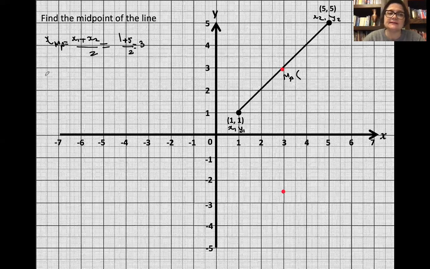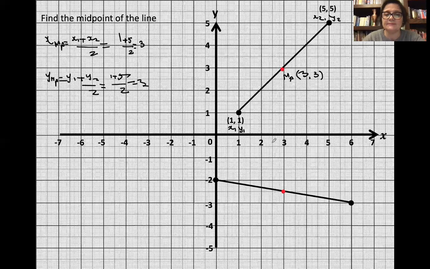And I'm going to do exactly the same thing with the y's. So y of the midpoint is going to be y1 plus y2 divided by 2 equals, again, 1 plus 5. Same as the first one this time, so divided by 2, and the answer is going to be 3. And here we go, we label the coordinates of the middle of the point as 3, 3. There you go. Let's have a look at this example here.